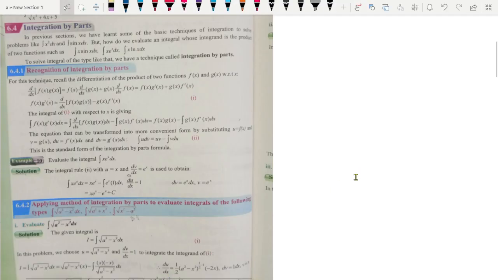Bismillahirrahmanirrahim. We are discussing second year mathematics. Today we will discuss the topic of integration by parts. What is integration by parts?